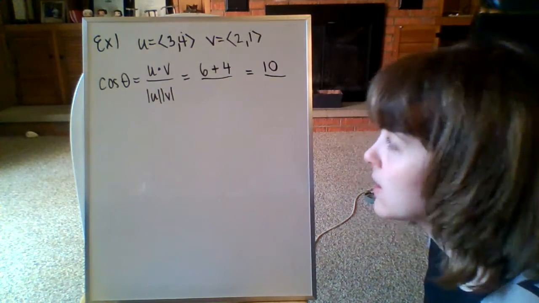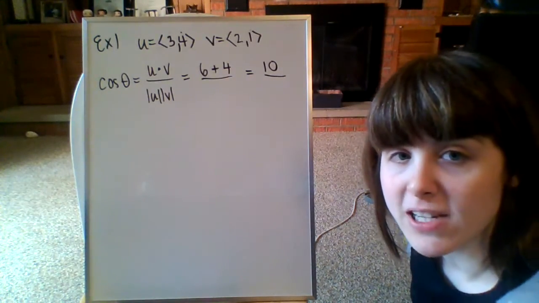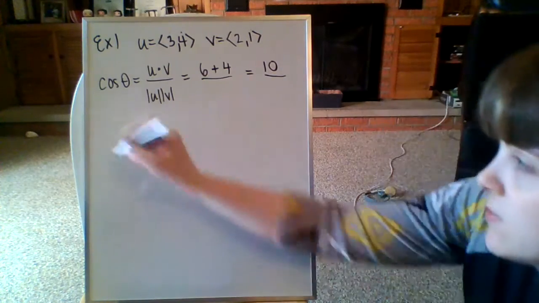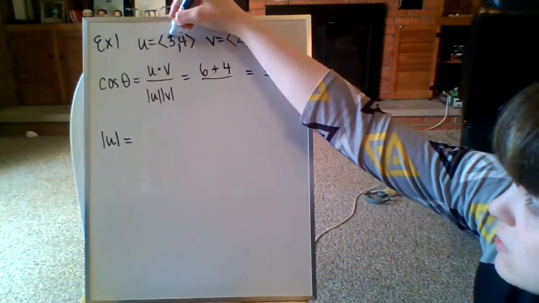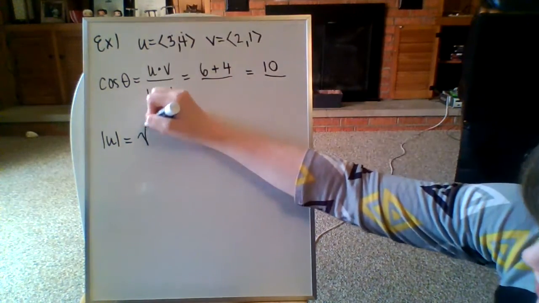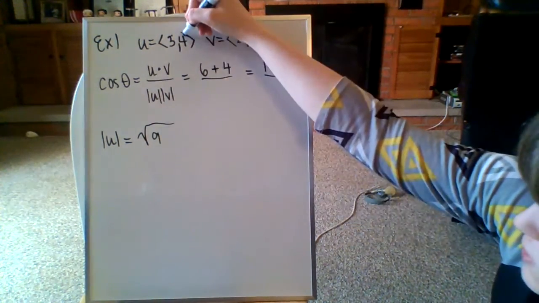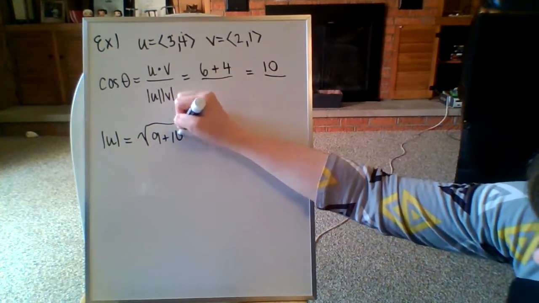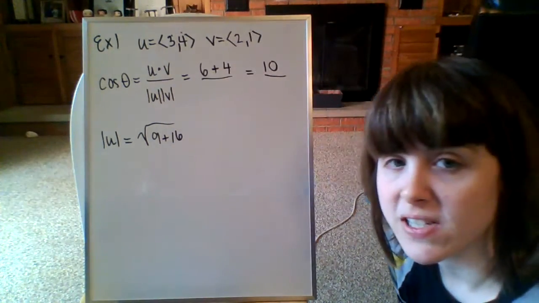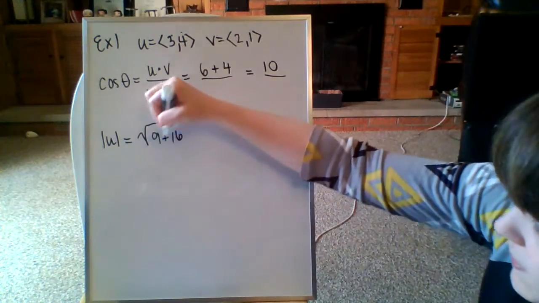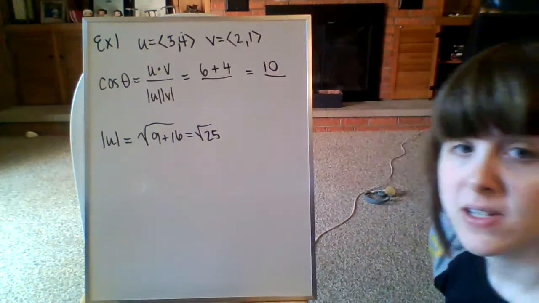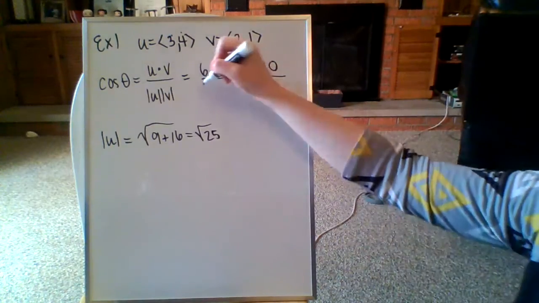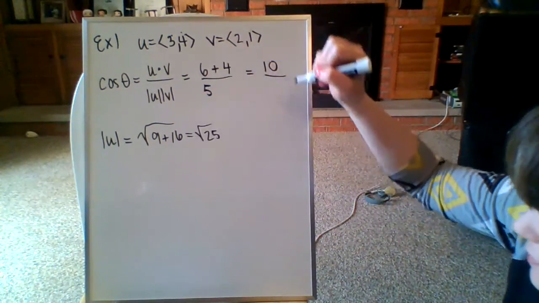Now we're going to find the magnitude of u. So I'm going to put that here. 3 squared is 9. 4 squared is 16. And 9 plus 16 is 25. And the square root of 25 is 5. So I'm going to put a 5 up here for that part.